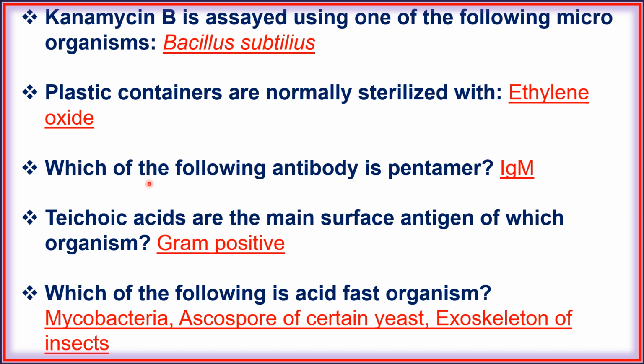Next, which of the following antibody is pentamer? That is immunoglobulin M. Next, teichoic acid are the main surface antigen of which organism? Gram-positive. Next, which of the following is acid-fast organism? Mycobacteria, ascospore of certain yeast and exoskeleton of insects.